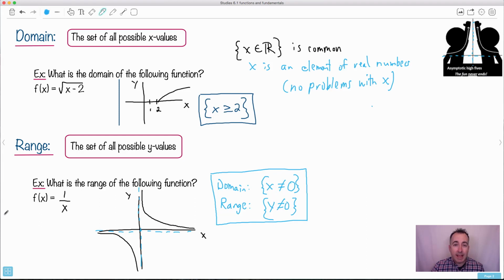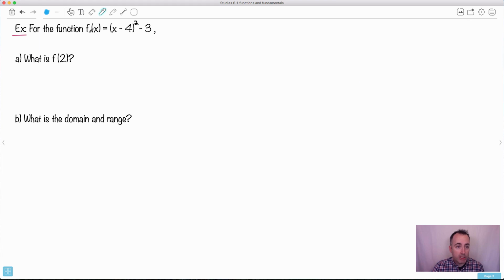So let's do an example using domain and range. We'll do another one here. So we have a function here, f of x, and it's defined as (x minus 4) all squared, minus 3. If you know about functions and transformations, you can see that it starts off as an x squared graph, which is a parabola opening upwards. This minus 3 means it's been shifted down, and this minus 4 means it's been shifted to the right by 4. But that's not so important.